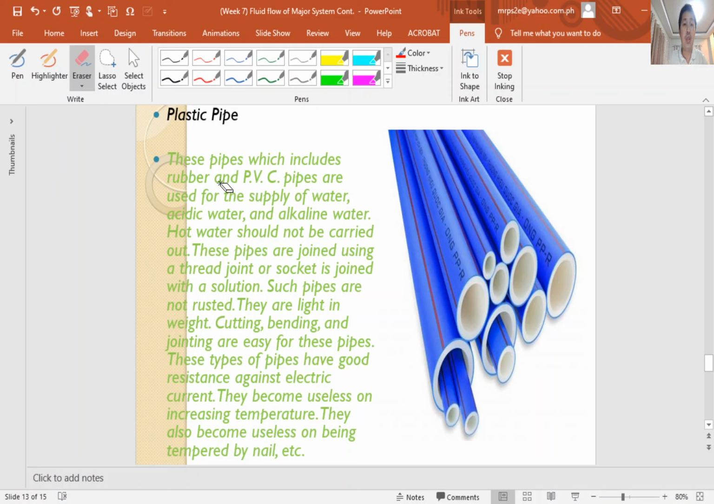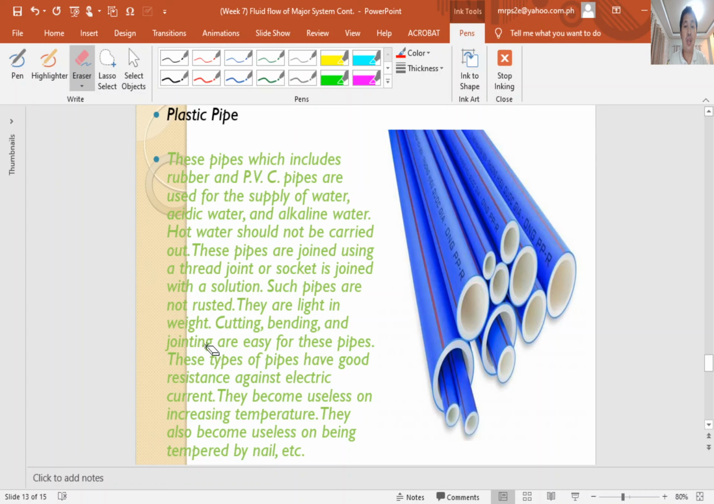These pipes include rubber and PVC. PVC is polyvinyl chloride, I forgot the letter C. PVC pipes are used for supply water, acidic water and alkaline water. Hot water should not be carried. These pipes are joined using a threaded joint, or a socket joined with a solution, or a socket coupling or threaded coupling.